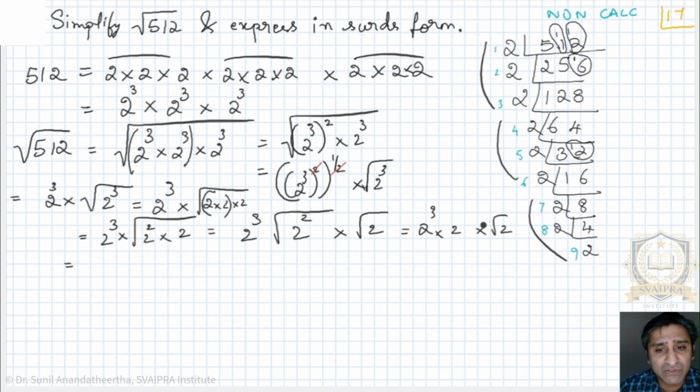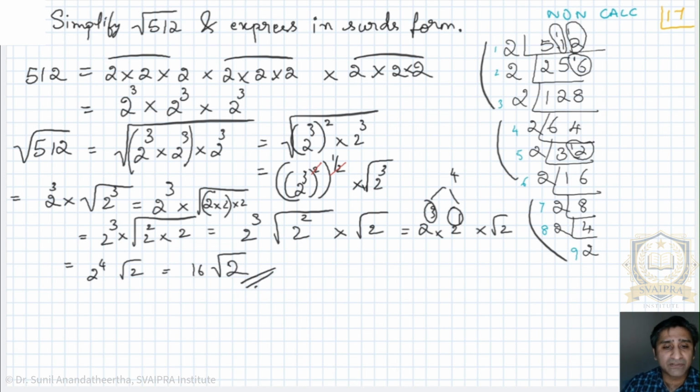So what do we get? We get a power of 1 when we add these two, because the bases are the same. So when we add, we get 4. So you get 2 to the power of 4 multiplied by the square root of 2, which is 16 times the square root of 2. Alright, that's your answer.